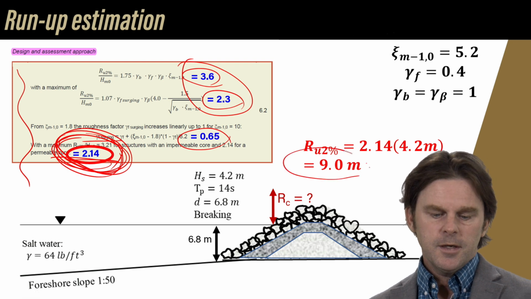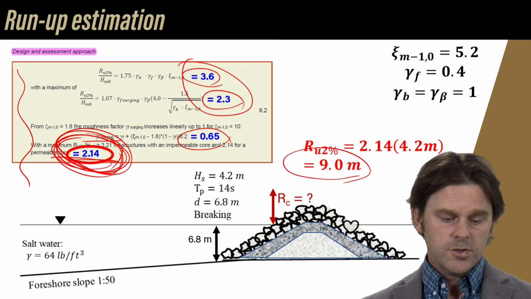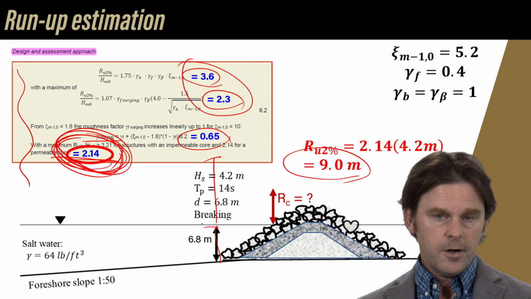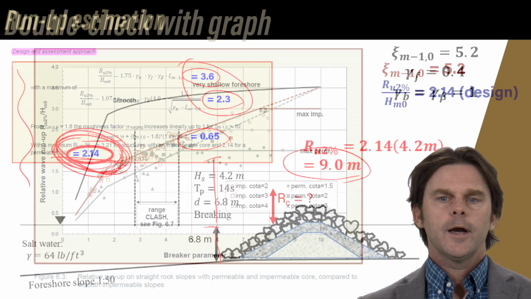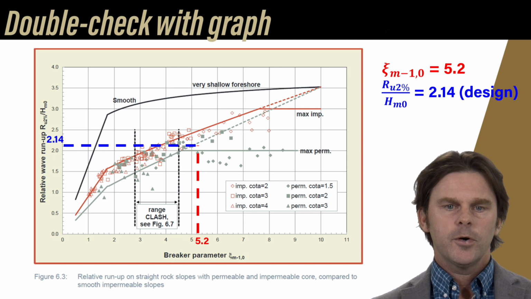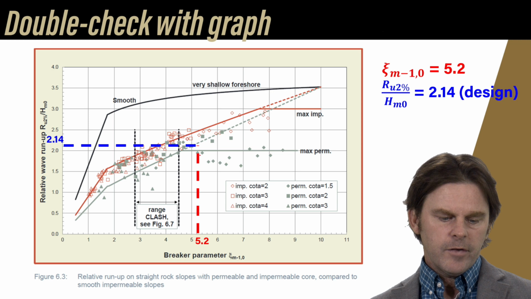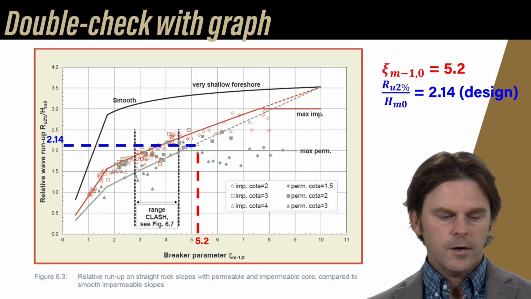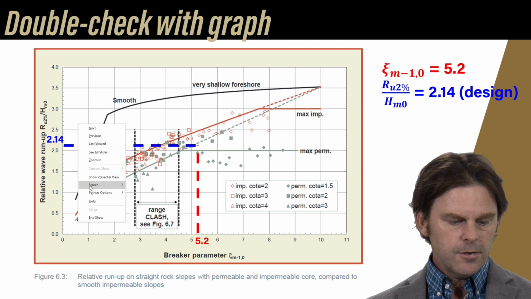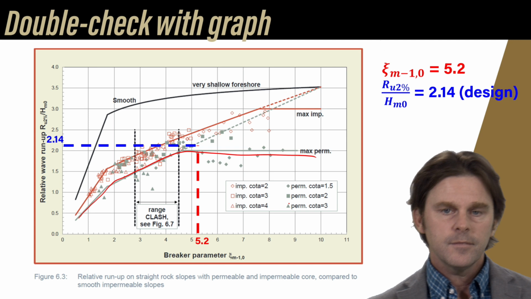So our run-up ends up being 9 meters, close to the 8 meters that we surmised, and that is a very, very large structure. Look at the water depth here, it's 7 meters. Now we have an additional 9 meters up here. All right, moving on. Double check with the graph. It makes sense. 5.2, we're on the data. We don't expect to be below the data because we don't have any additional reductions, and therefore this is a good check. So those formulas, taking the minimum, basically ensures that you track along this set of curves.